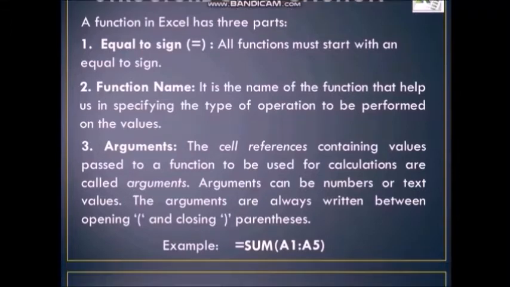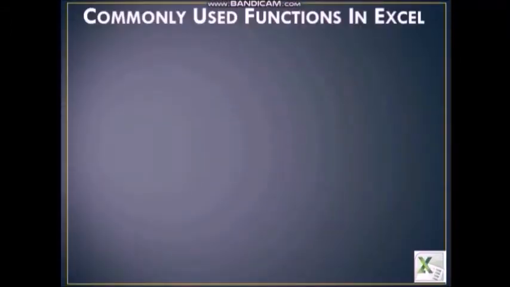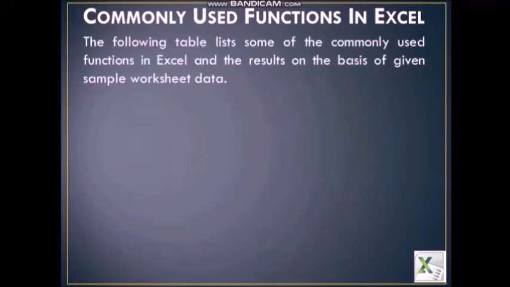Next, commonly used functions in Excel. The following table lists some of the commonly used functions in Excel and the results on the basis of the given sample worksheet data. On the basis of the sample data which is on your right hand side, you can see three cells are there. In A1 the value is 4, in B1 it's 6 and C1 it's 8. Based on this, let us see how the functions work.